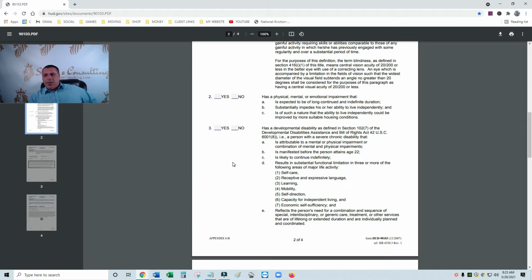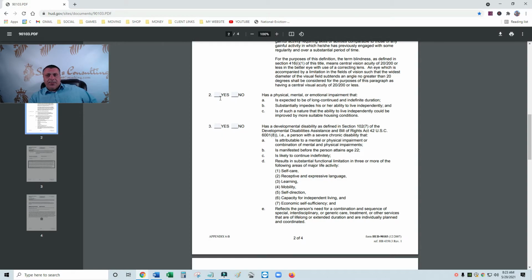Has a physician mental or emotional impairment? Is this expected to be of long continued or indefinite duration? Well, they've not yet come up with a cure for bipolar, schizophrenia, any of that. They can treat it, they can medicate you. So there's a number of different things that could be applicable to number two, and your doctor only needs to check yes or no, and then you have a disability, okay?